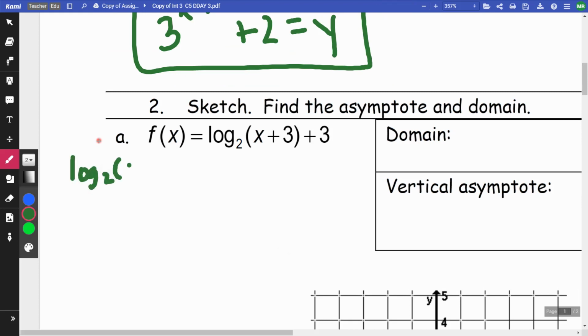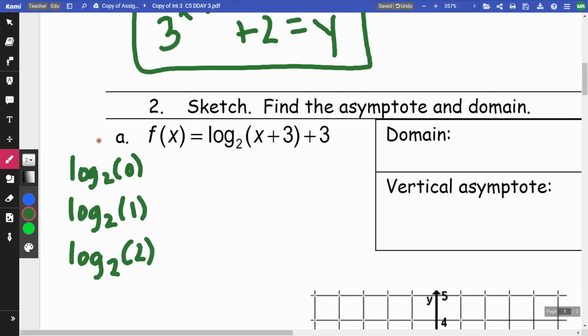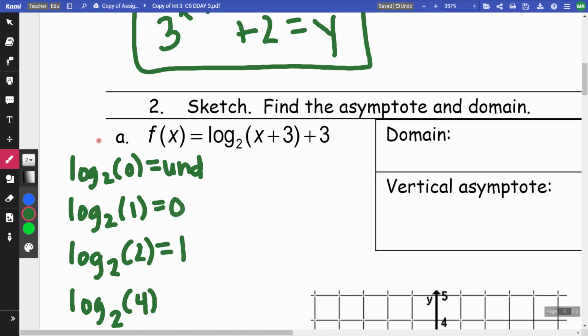So log base 2 of 0, log base 2 of 1. I always do 0 and 1. And then I always do whatever the base is next. So log base 2 of 2. And then we're doing 2 to power. So the next one would be 4. And then 8 and 16 and so forth. So log base 2 of 0 is undefined. Okay. That's always my asymptote. Log base 2 of 1 is 0. Log base 2 of 2 is 1. Log base 2 of 4 is 2.